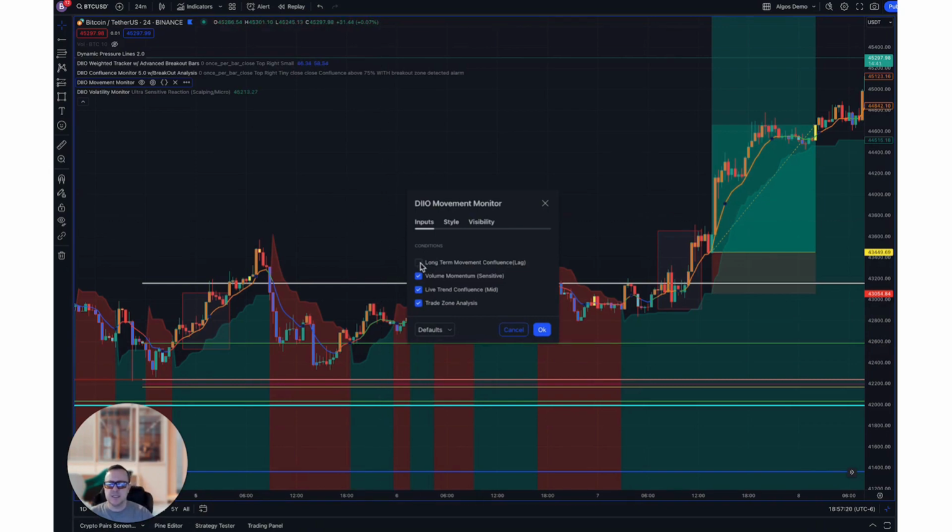The one thing I also want to go into when it comes to the Movement Monitor is the settings. If you have long-term movement confluence, then it will not turn orange or blue if you are not on the proper side of much larger time frame or longer moving averages, right? Like think the 200s. So if you're not on the correct side of the 200 moving average or EMAs, then it's going to say, I'm not going to turn orange for you, because don't forget, based on much larger moving averages, we're still bearish.